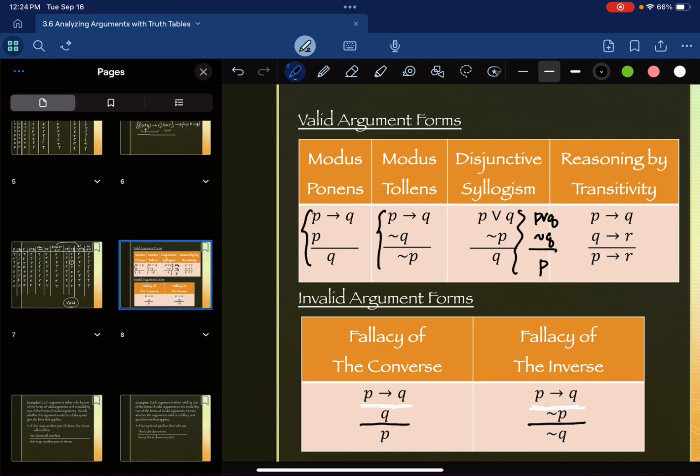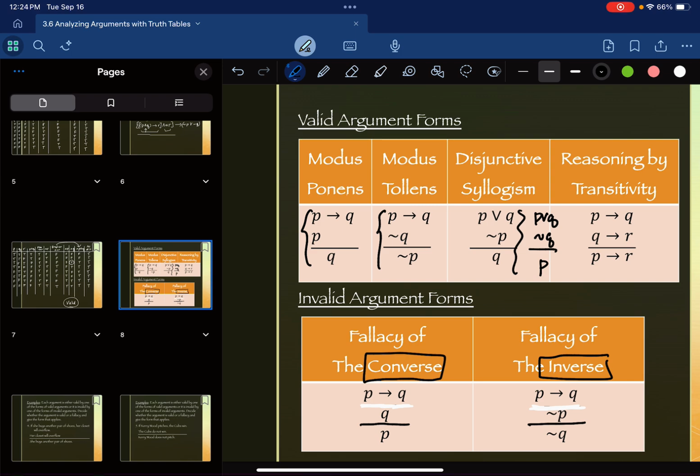So this is actually the converse, right? You should recognize the word converse. That showed up inside of section 3.4 as well. And then over here, inverse. Right, so P implies Q. We have the opposite of P, excuse me. So not P happens does not guarantee that not Q doesn't happen, right?